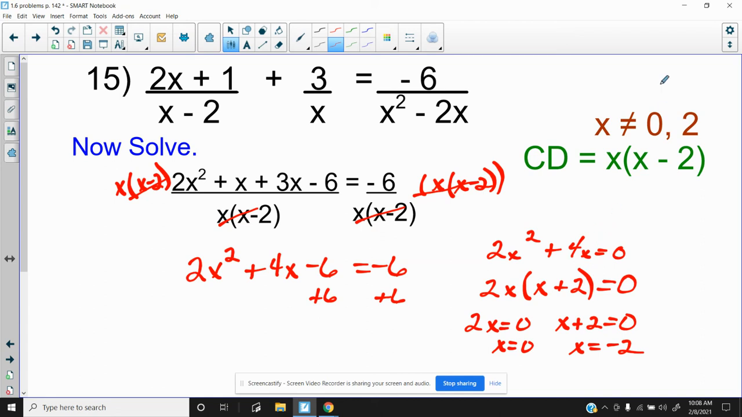Now remember up here, we decided early on that x cannot be 0. So this is an extraneous solution, which means I can't use it. So I have one answer, and the answer is x equals -2.